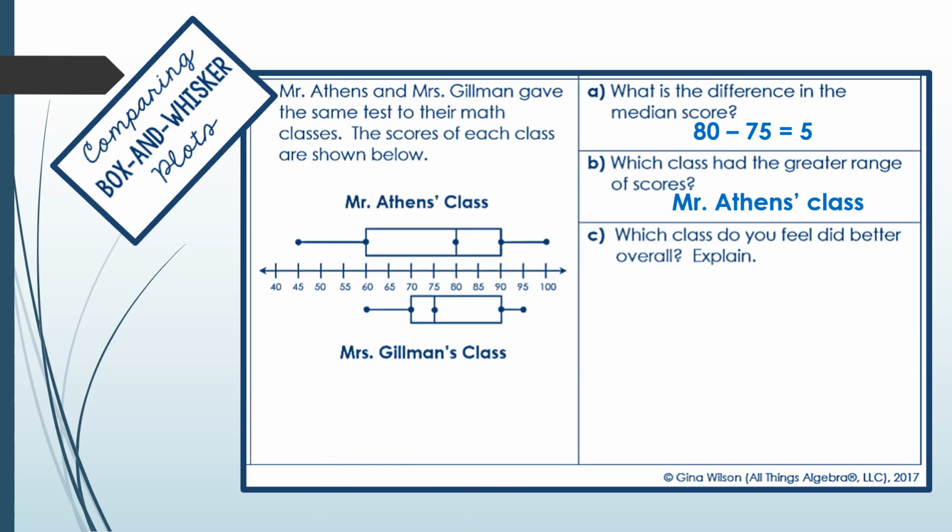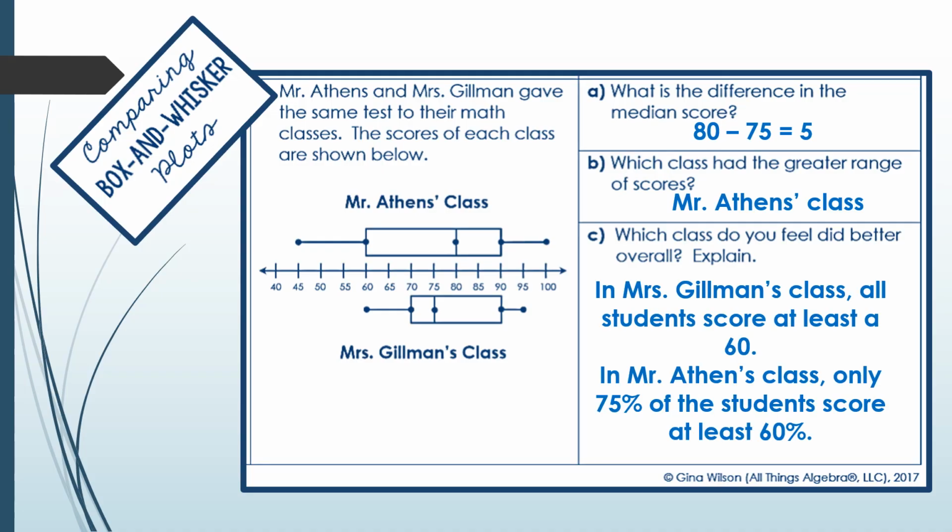Which class do you feel did better overall, and explain? To me, it looks like Mrs. Gilman's class was better off because all students scored at least a 60. In Mr. Athens' class, only 75% of the students scored at least 60.